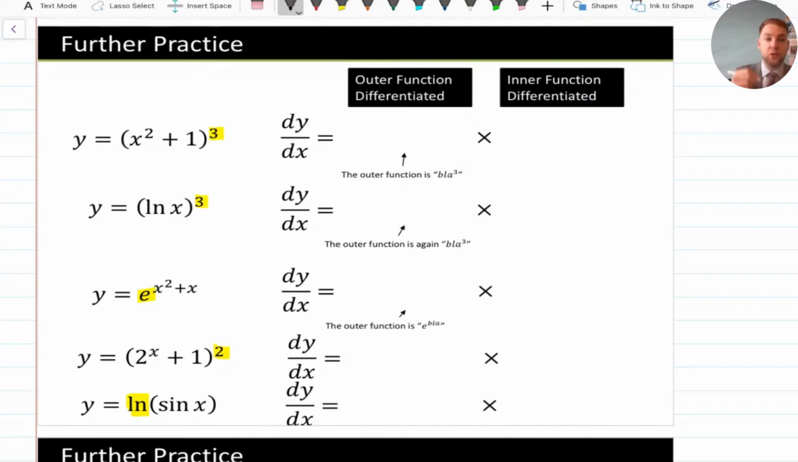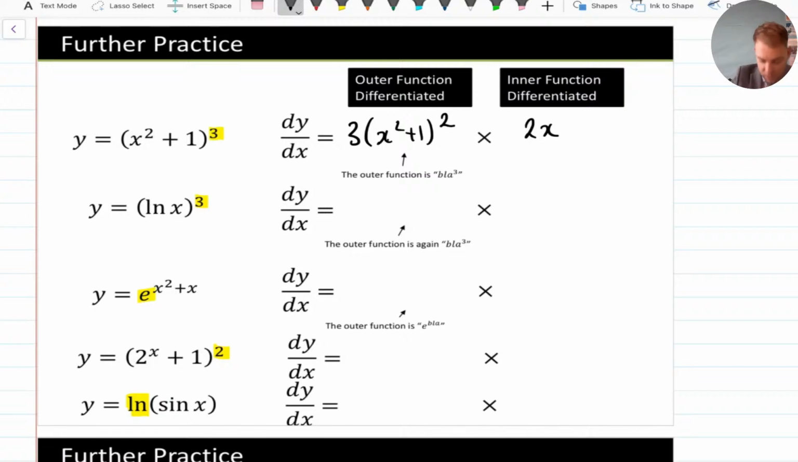So the way that we do this is we differentiate the outside layer, and then you differentiate the inside layer and multiply by it. So the outside layer, if that was just x to the 3, it's going to be this, isn't it? You times by the 3 and take away 1 from the power, so it's going to be 3 bracket x squared plus 1 all to the power of 2. And then we differentiate the inside layer and times by it. So this part here differentiates to 2x, so it's going to be times by 2x like so.